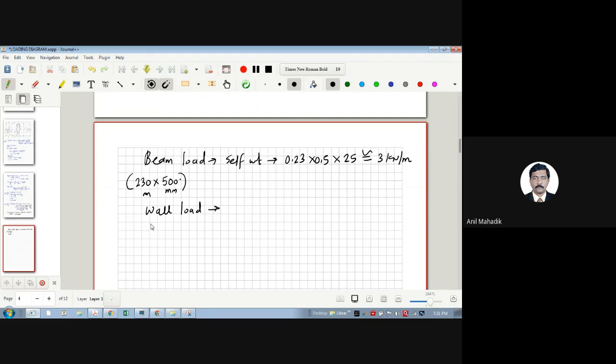Then wall load. Let's assume wall height as 3 meters, and thickness, as all of you know, 0.15 meters. How much will the wall load per meter be? Please note, beam loads are per meter, slab loads are per meter square. The thickness of the wall is 0.15 meters, the height or depth of the wall is 3 meters, and the density of the wall is 20. How much is this? 9.